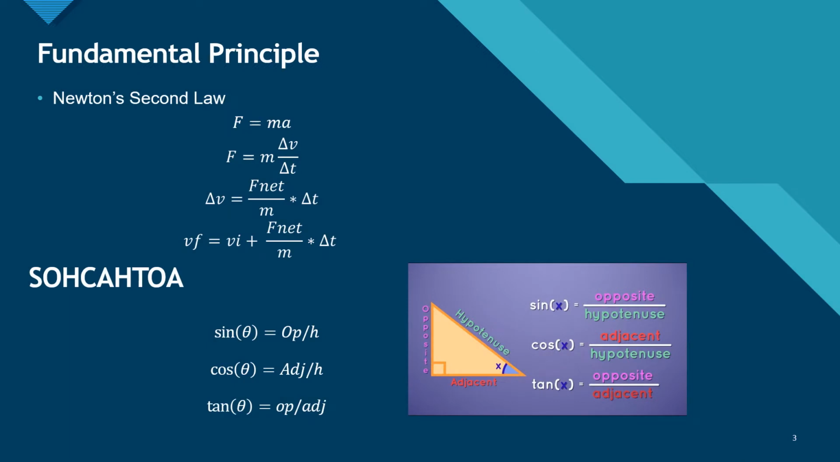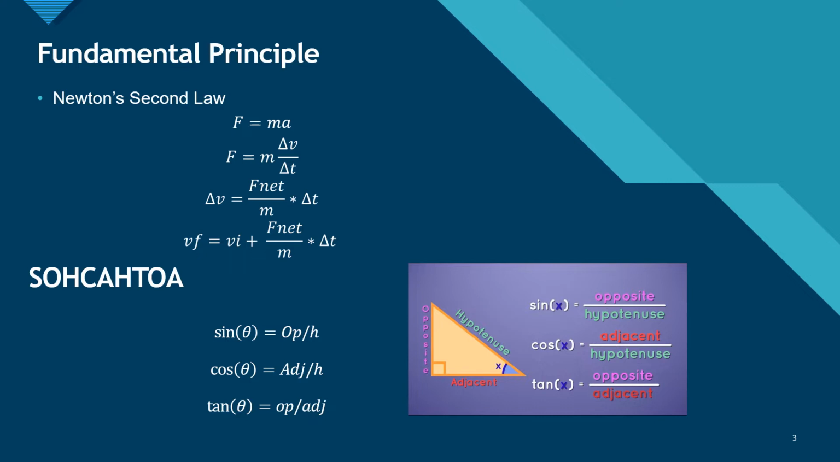Now, the fundamental principle. The basis of this experiment lies behind Newton's second law. And because we are using angles, we have to take into account SOHCAHTOA, which we actually didn't touch in any of our labs, so I thought it was a very nice idea to incorporate it in this lab. So we know that Newton's second law, going back to week number 1, the final velocity of an object equals the initial velocity plus the net force divided by the mass multiplied by the change in time.